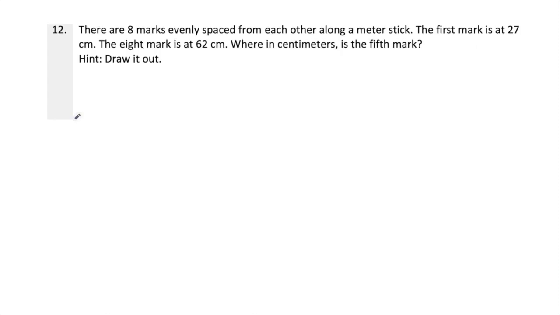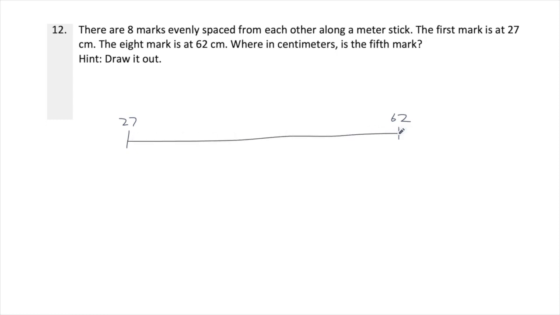For this problem, we have to figure out where the 5th mark is. We know that there are 8 marks evenly spaced from each other along a meter stick. We also know that the first mark is at 27 centimeters and the 8th mark is at 62 centimeters. So let's draw this out. So we have the first mark at 27 centimeters and the last mark at 62 centimeters.